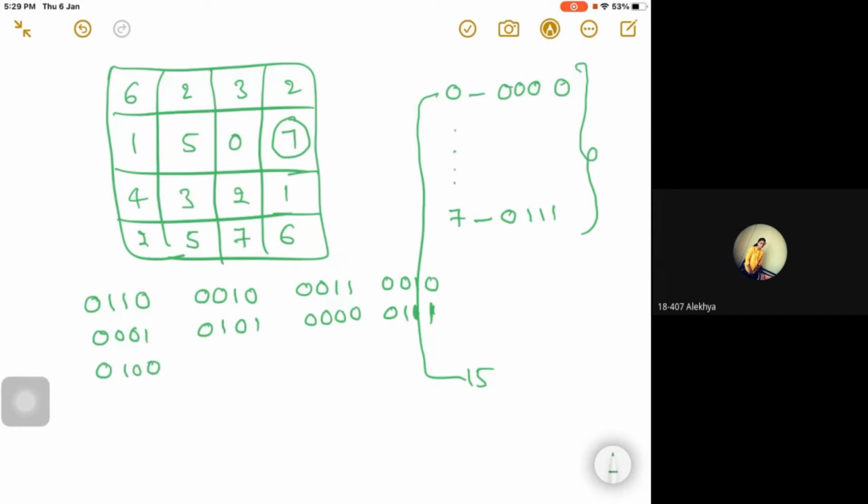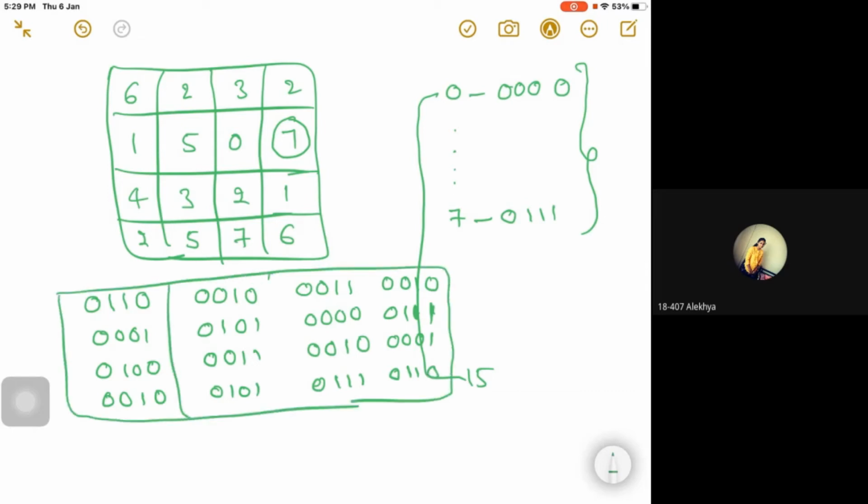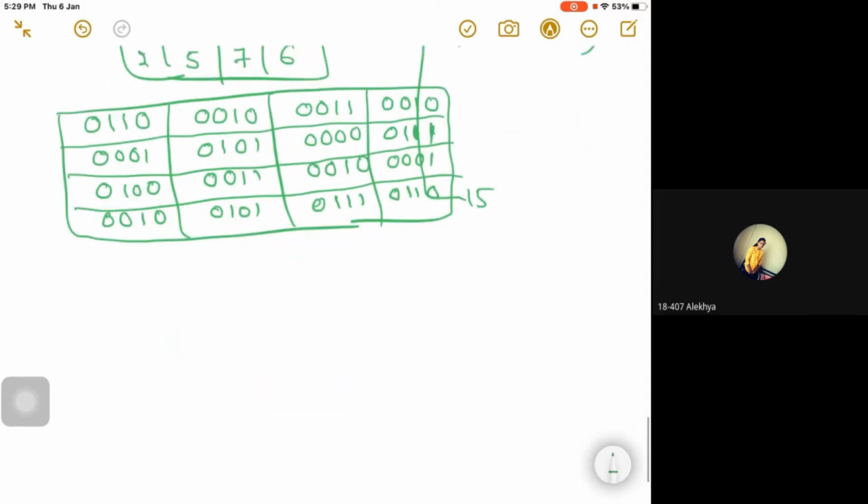Next for 3, 0011. For 2, 0010. For 1, 0001. Then for 2, 0010. Next 5, 0101. Next 7, 0111. Next 6, 0110. So now let us form the rows and columns. This is the binary bits representation of the given image as it is right now.